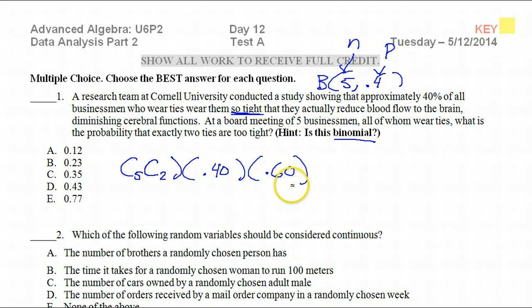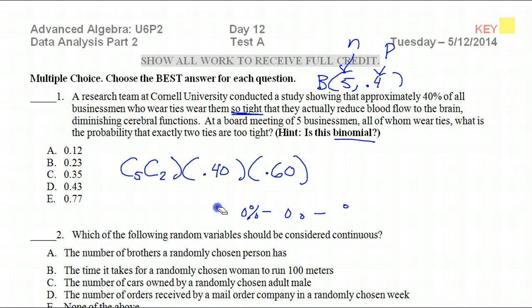Where am I getting that from? Well, think about 100%. It's either going to be too tight or it's going to be okay. The chances that it's going to be one or the other is 100%. So if you do 100% minus 40%, that's 60%. So if there's a 40% chance that it's too tight, that means there's a 60% chance that it's okay.